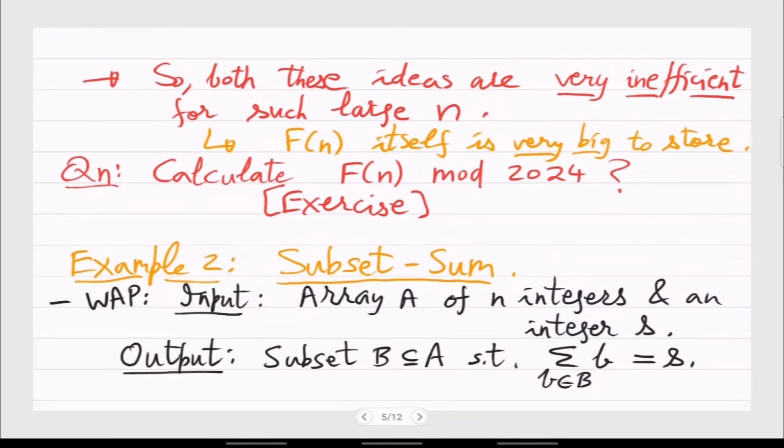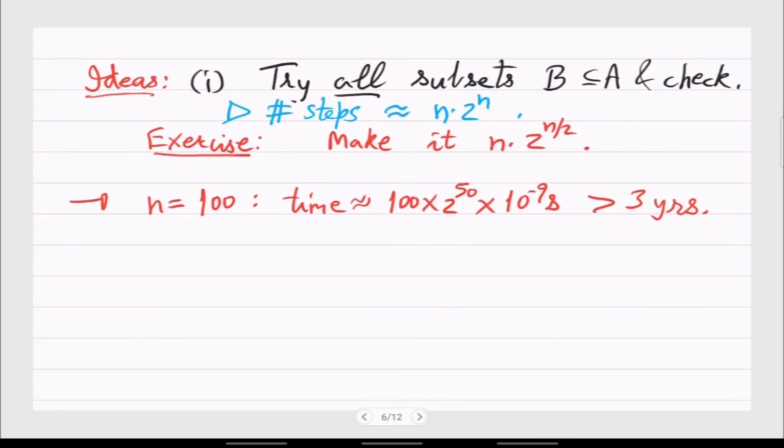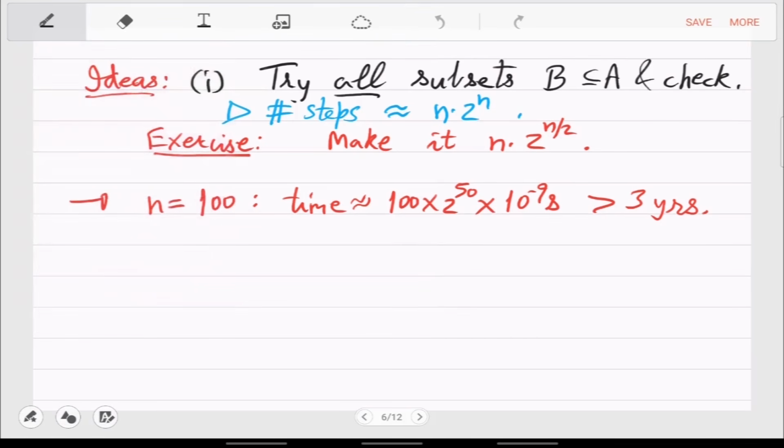Second example we picked is subset sum, which is: given an array A of n integers and a special integer s, you have to check whether the special integer s can be obtained as a sum of some subset of the array. Is there a subset B of A such that the sum of the elements of B is s? Right, and this problem you can improve on the brute force, which is 2 raised to n, slightly, but not by too much. It is an open question to improve it much better. Okay, so any questions till now? That is where we stopped.